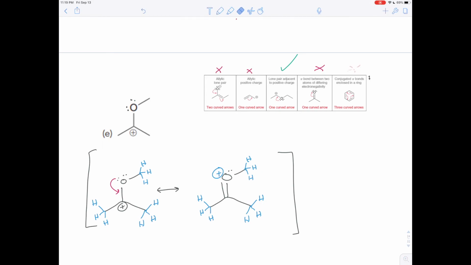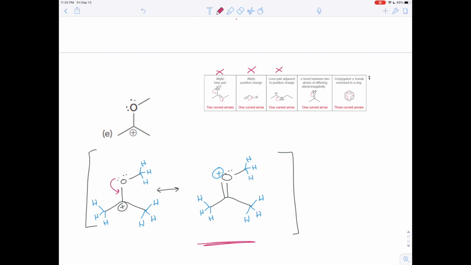Going through the 5 patterns for the second structure, this one, is there an allylic lone pair? No. There's a lone pair, but it's on an atom in a double bond. It's not 1 atom away. Is there an allylic positive charge? No. There is a positive charge, but it's on an atom in a double bond. It's not 1 atom away, so it's not allylic. Is there a lone pair adjacent to a positive charge? Nope. There's a lone pair on the same atom as a positive charge, but not a lone pair on the atom next door to a positive charge. So we don't have that one.